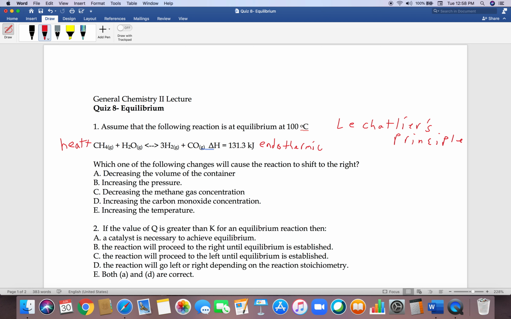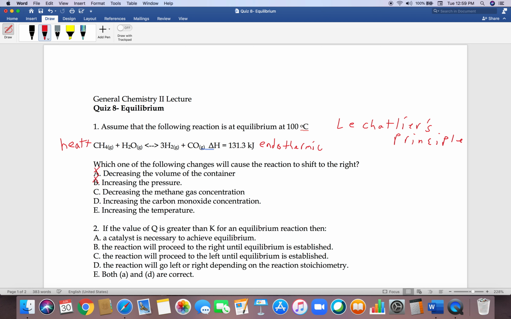Well, let's think about it. If we decrease the volume of the container, we're going to want to go to the side with fewer moles, and that would be to the left. So that's not going to be the answer here. Increasing the pressure is the same thing as decreasing the volume. They're inversely related. So that's not going to be it.